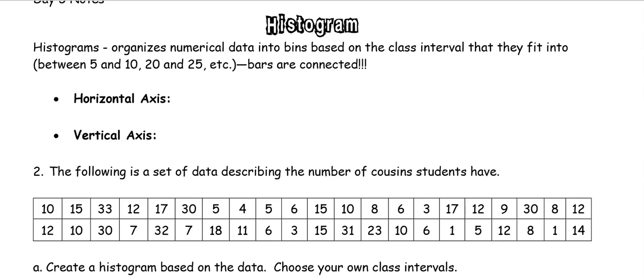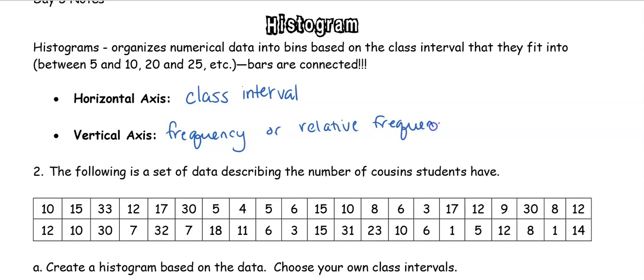On the horizontal axis, this is going to be your class interval. And on the vertical axis is going to be the frequency or relative frequency. And this is the same as when we did a bar graph. So remember, on that y-axis, you can either do the count, which is the frequency, or you can do the relative frequency, which is the probability. It does not matter.